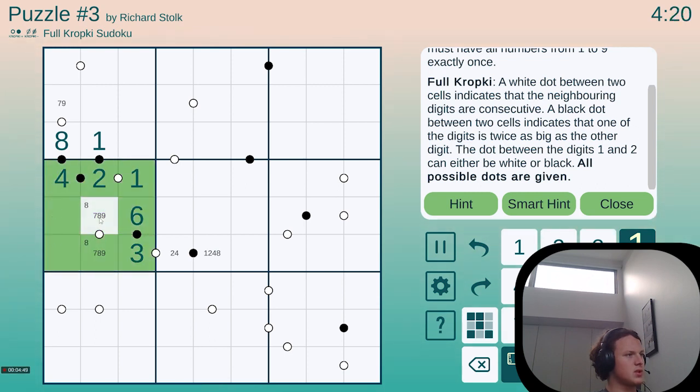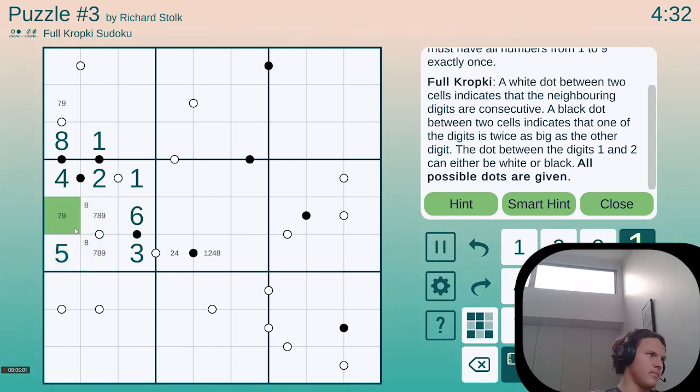Okay, what am I missing? 7, 8, 9, what's the other digit? A 5. 5 can't be consecutive here, and obviously it can't go on there, because it's not next to an 8. So it goes there, which means this has to be a 7 or 9.